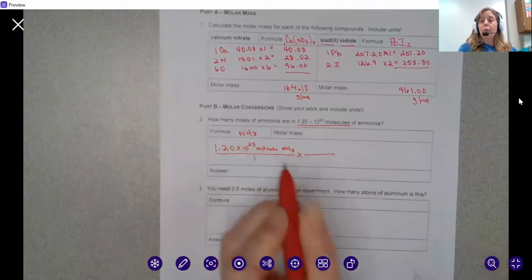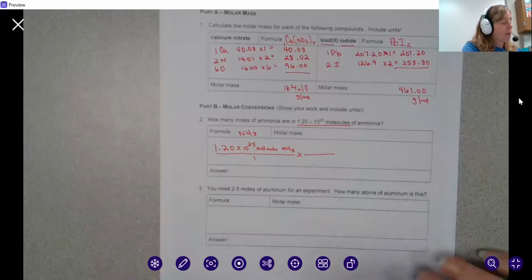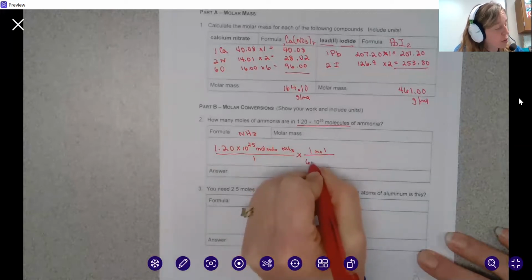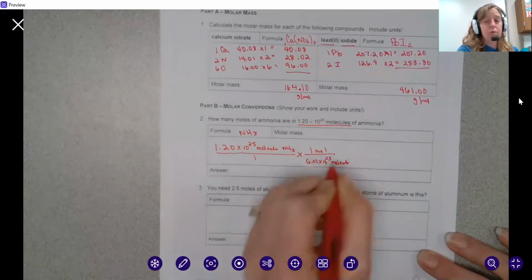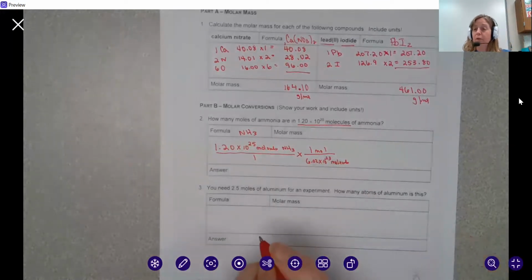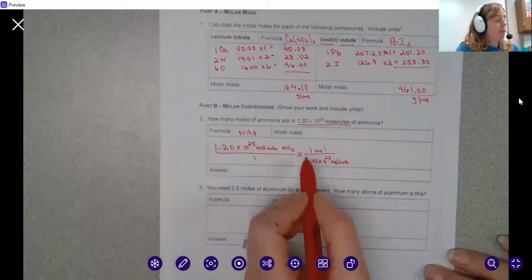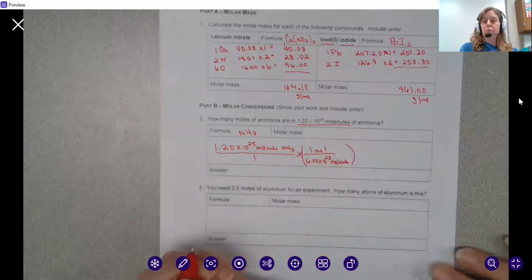Now, if I go back to my mole roadmap, the roadmap I shared with you, if I'm going from molecules up the road to moles, my ratio is going to be 1 mole over 6.02 times 10 to the 23rd molecules. That's Avogadro's number, remember, we talked about that. So now I'm going to multiply by this ratio, which is 1 over 6.02 times 10 to the 23rd.